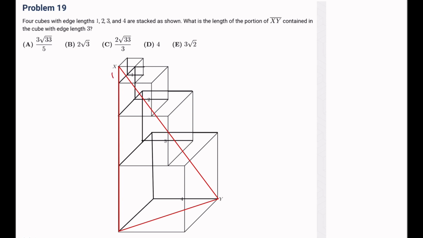And so edge lengths are 1, 2, 3, and 4. That means this is 1, 2, 3, and 4. So the whole thing would be 10, right? So this would be 10, and this length, that would be 4, 4. So this is 4 root 2. And from the Pythagorean theorem, we can calculate this length, which is root of 10 squared plus 4 root 2 squared, which equals root 100 plus 32. It's root 132.